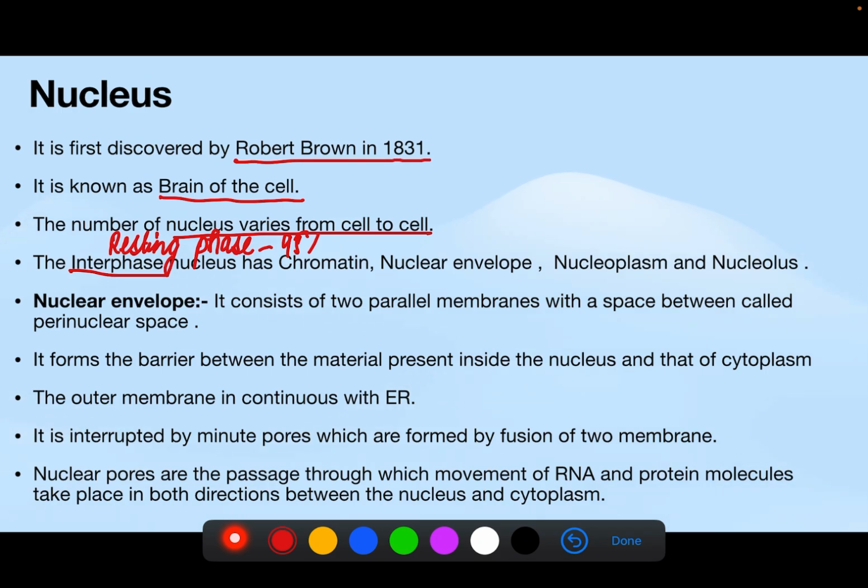So during this phase, the nucleus contains chromatin, nuclear envelope, nucleoplasm, and nucleolus. These are the structures present inside the nucleus. So let's study these structures one by one.